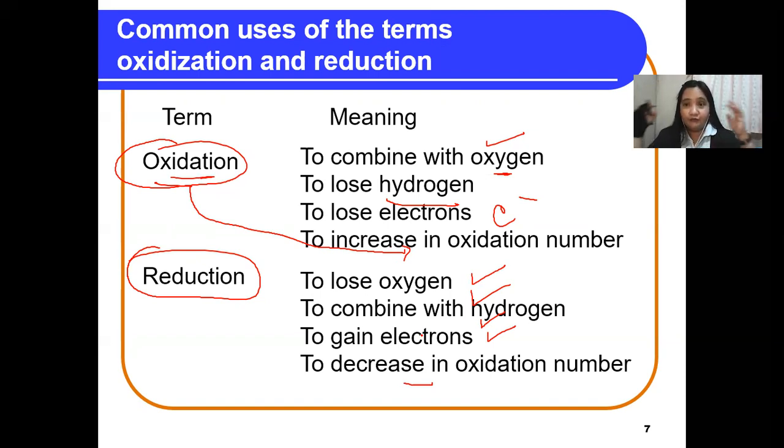Okay. For now, I'll stop at this slide. I'll be applying some of the concepts here in the next module, which is balancing redox reactions.